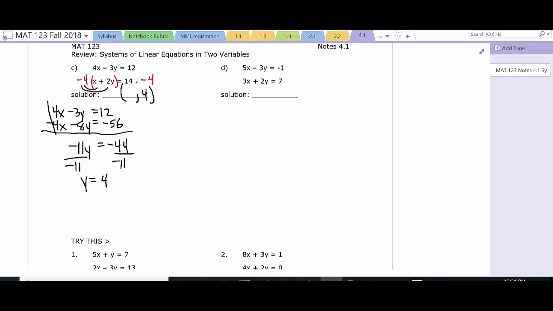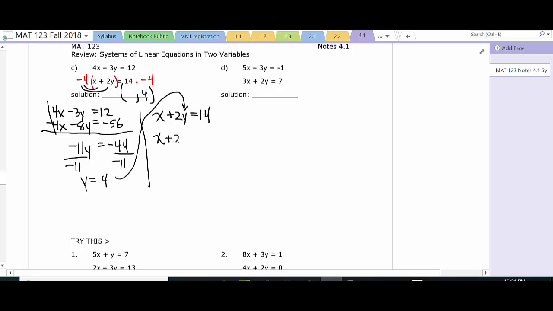Pick an equation and plug in. It doesn't matter which equation you pick. I'm going to pick the second equation. But if you want to pick the top one, go for it. I don't care. You'll get the same answer. So that means that the y is 4, so that plugs in. So we'll have x plus 2 times 4 equals 14. Now it's easy to solve. So now you have x plus 8 equals 14. Subtract 8 from both sides. So it looks like x is equal to 6.